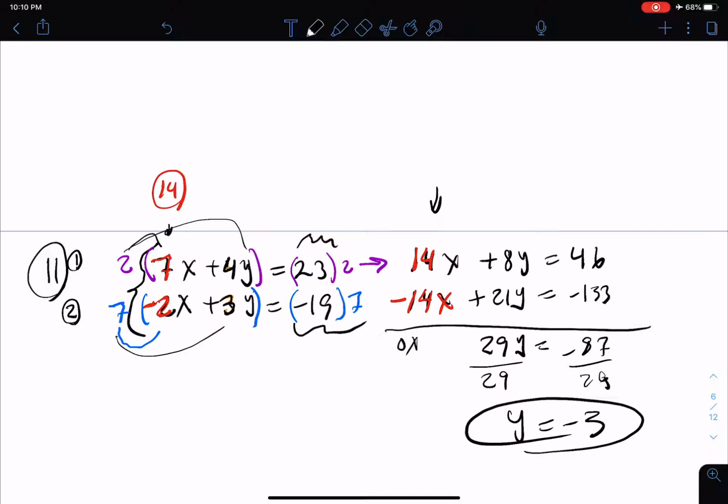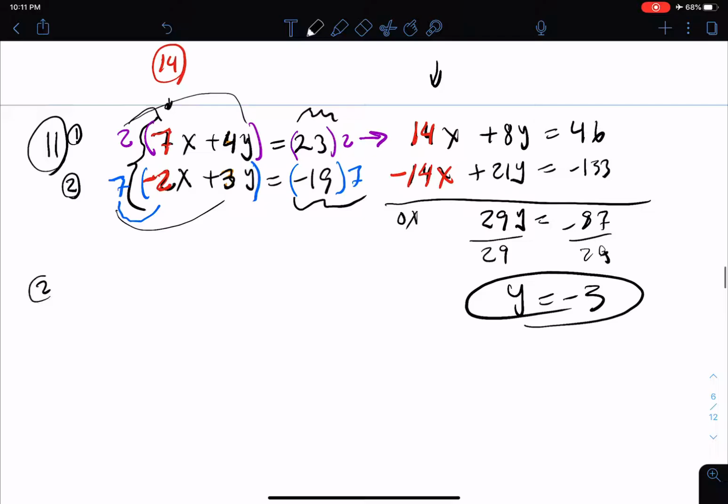And the way you get your x value is you just substitute it into equation 1 or 2. It's totally up to you which one you pick. They both will give you the same answer. I can't remember which one I subbed it in for. I think I took equation number 2. So let's go ahead and do that.